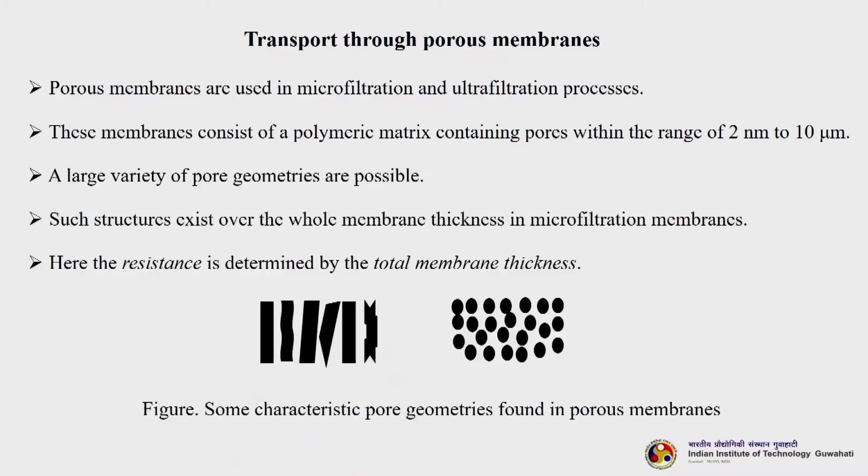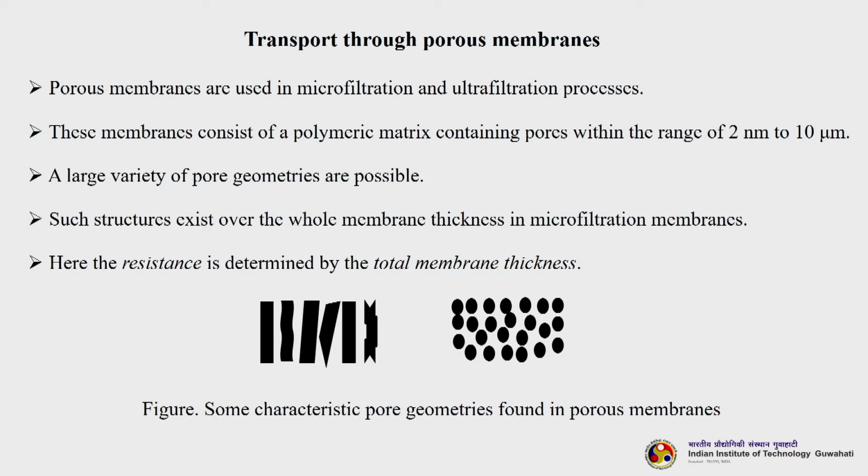So, here what is happening? The permeant which is supposed to be transported through the membrane first dissolves itself in the membrane material, then diffuses through the membrane to the permeate side due to the concentration gradient. So, essentially we have clubbed this transport into two different categories. We will discuss the transport of porous membrane, then we will discuss the transport of the non-porous membrane.